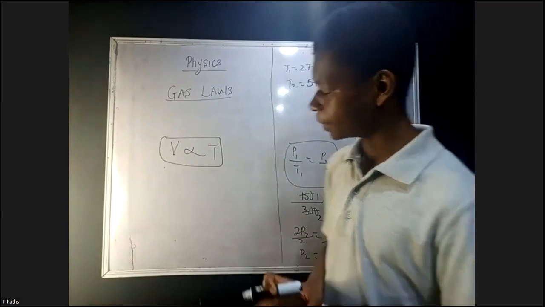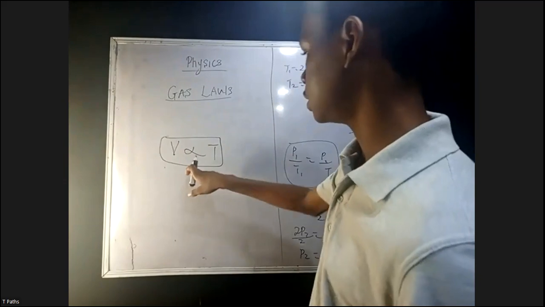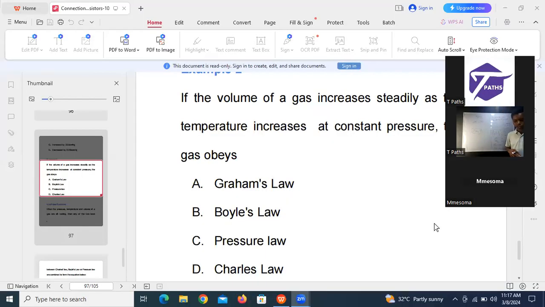I think I'm clear. So this is Charles' law, which is option D. It's my answer because Charles' law is the volume of a fixed mass of gas directly proportional to the absolute temperature. So that is option D.